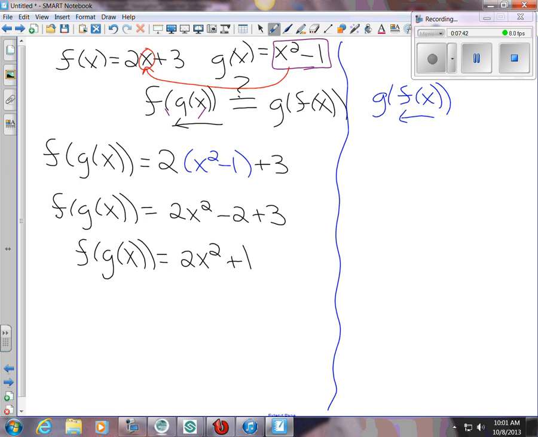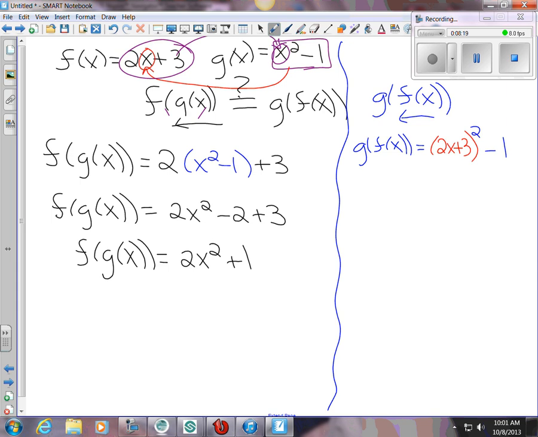We're moving right to left, right? F is going into g. So here's your g of f of x. F is going into g. Tell me what to write. Two x plus 3, good. Squared minus 1. So what did I change? Just that x, right? So I took f and I put it into g.